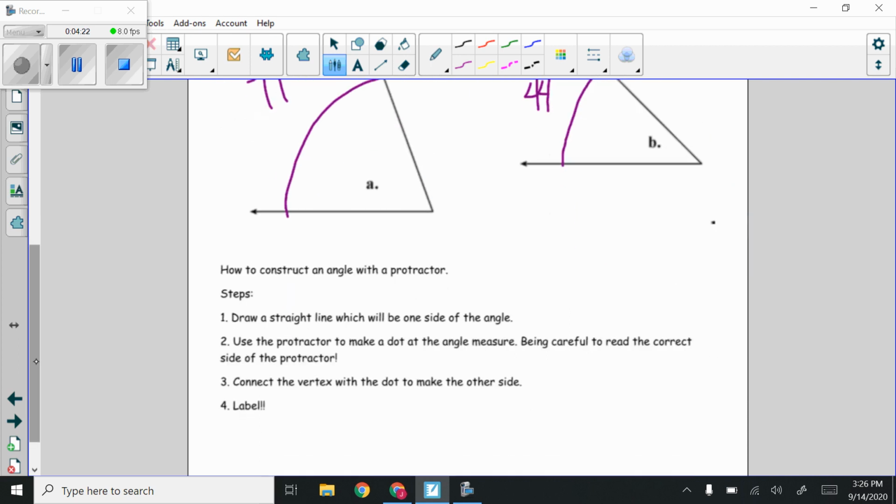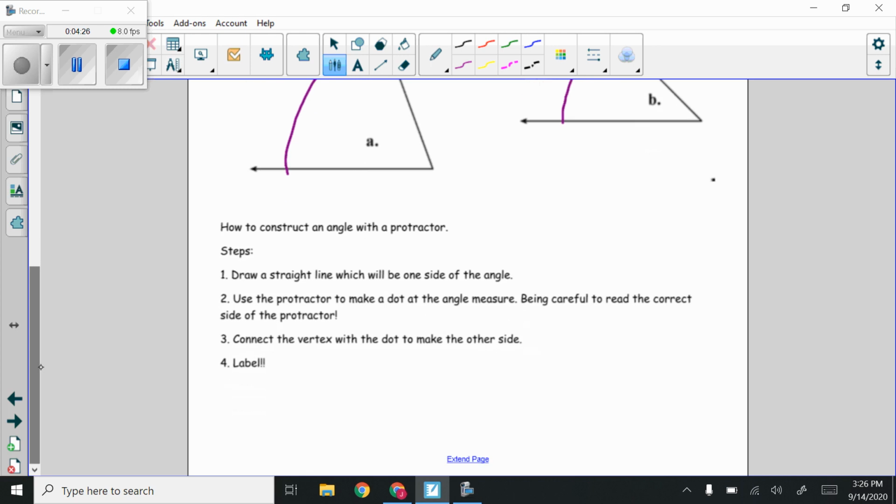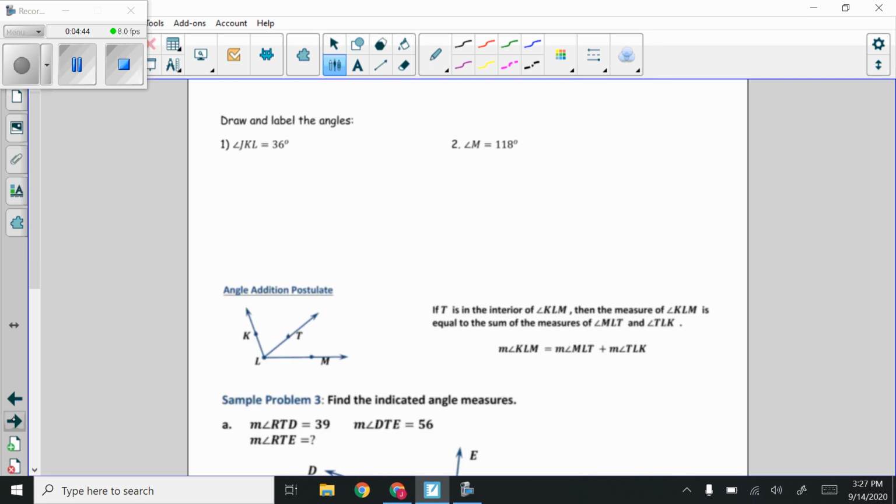Now we're going to learn how to construct an angle with a protractor. So first you would draw, this says a straight line, but really we're going to draw a ray, which will be one side of the angle. We're going to use the protractor to make a dot at the angle measure, being careful to read the correct side of the protractor. Connect the vertex with the dot to make the other side and label it. So let's look at doing that.